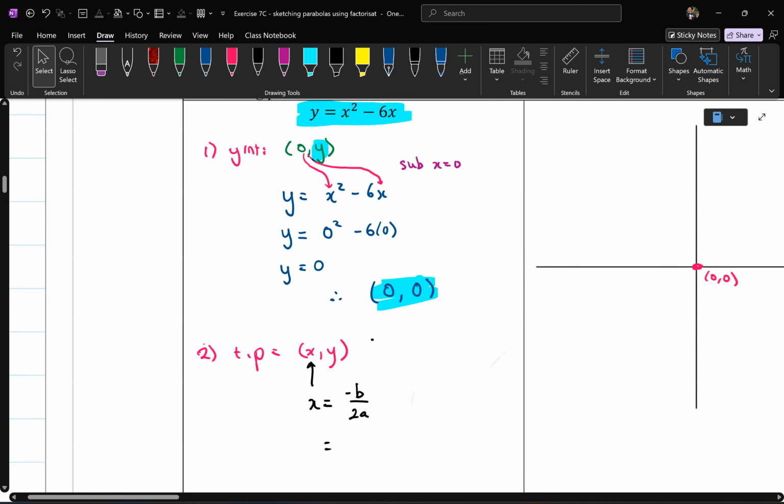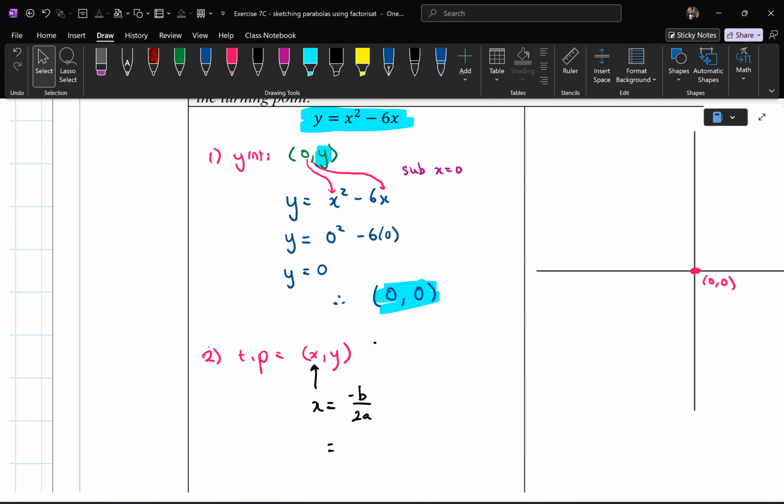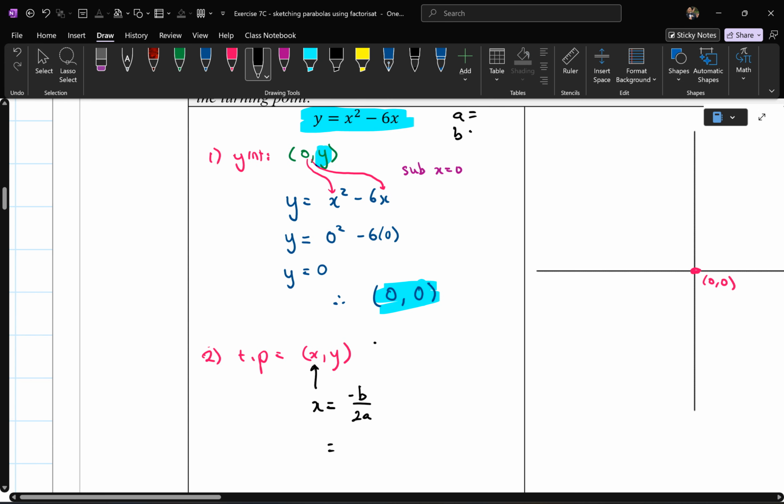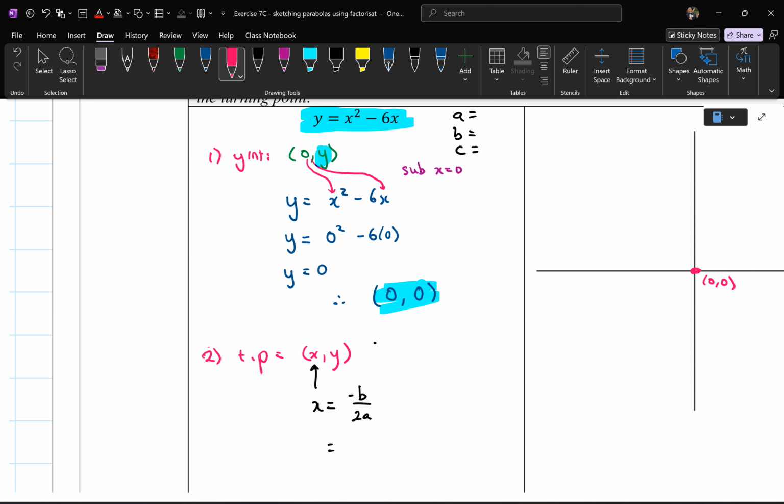Now, looking at our general equation, because that's a general equation, it's not turning point form. It doesn't have the brackets. It doesn't have the square on it. It's an x squared minus 6x. What is my a, b, and c from this general equation? Let's go with Angelica. What's my a? 1. Very good. It's the coefficient in front of x squared. Even though we don't write it, it's a 1.